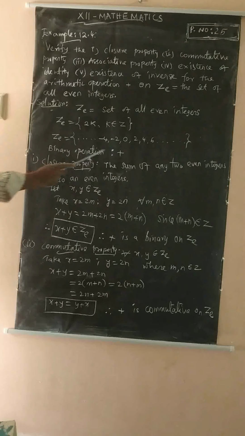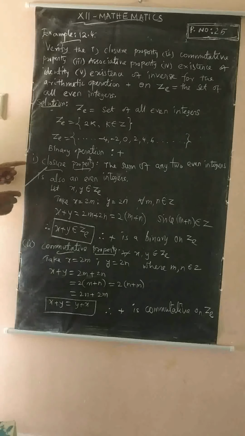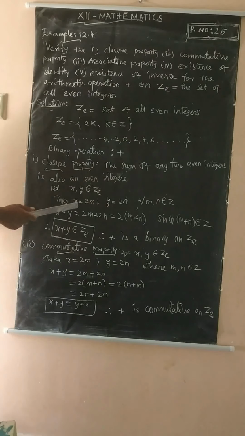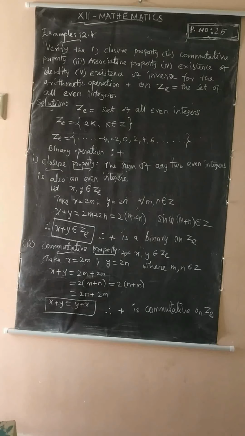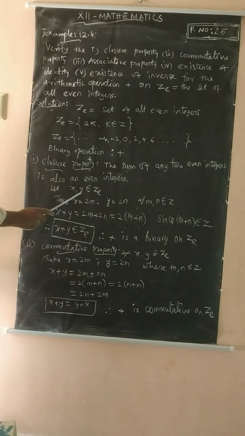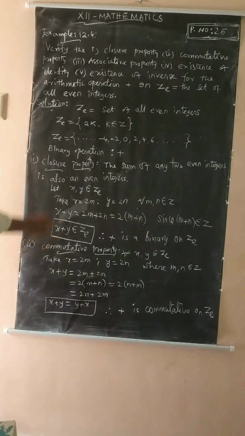Okay, here the binary operation is addition. So first we have to prove the closure property. Already we know the sum of any two even integers is also an even integer. 2 plus 4 is 6, again an even integer. Let x, y belong to ZE. Take x equal to 2m, y equal to 2n, where m, n belong to integers.